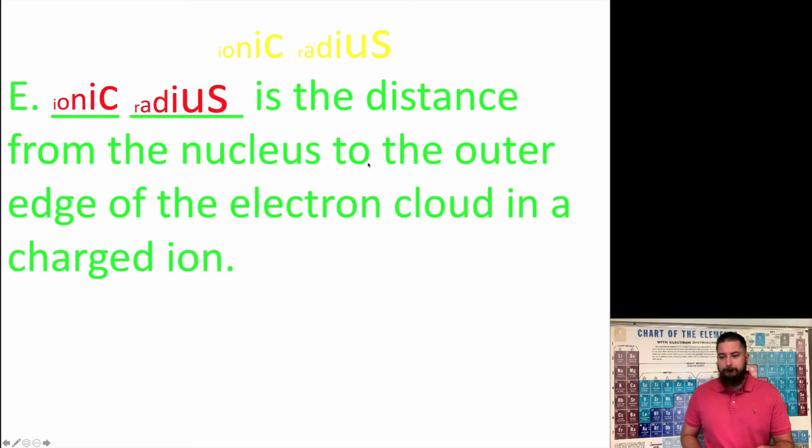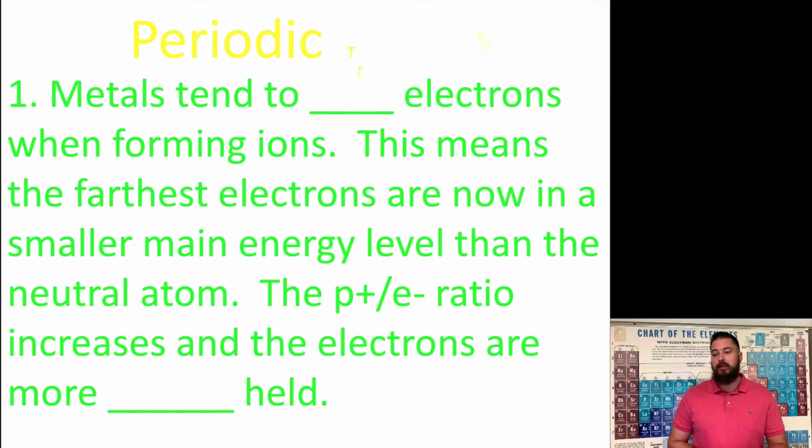All right. Ionic radius is the distance from the nucleus to the outer edge of the electron cloud of an ion. We're going to talk about an ion here in a moment, but essentially it's the same thing as atomic radius. However, we're going to learn that atoms tend to either lose or gain electrons, and when they lose or gain electrons, they become ions.